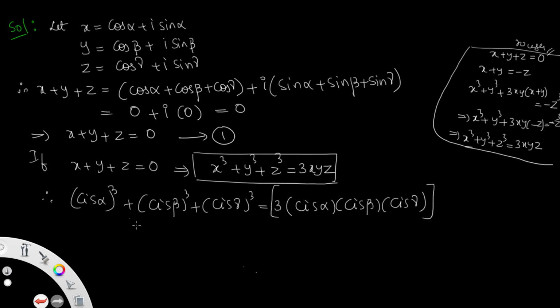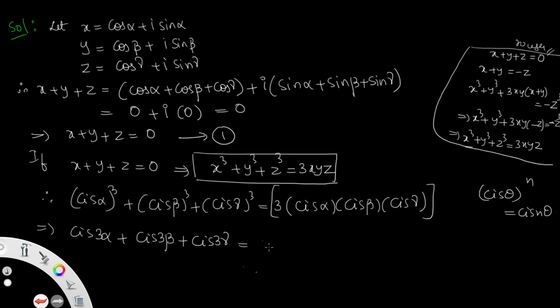Nothing but this is in the form (cis theta) whole power n, which is nothing but cis n theta. So substituting here, cis 3 alpha plus cis 3 beta plus cis 3 gamma equal to 3 times of this, which is cis alpha into cis beta, that is cis of alpha plus beta, with cis gamma, cis of alpha plus beta plus gamma.